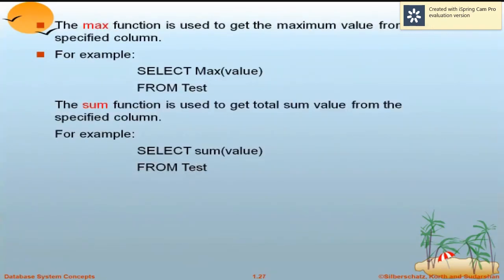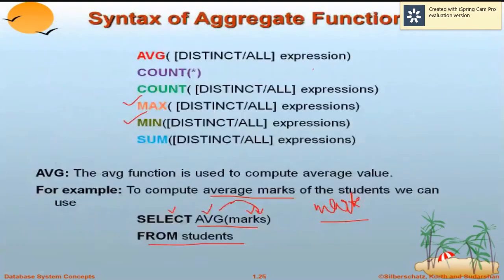Next one is sum. The sum is used to find out the total of any column, and this is used only for numeric operators. In the same way, minimum and maximum are also used for numeric. Only the count aggregate function is used for both numeric and non-numeric kinds of operands.